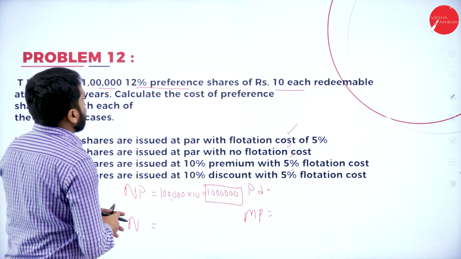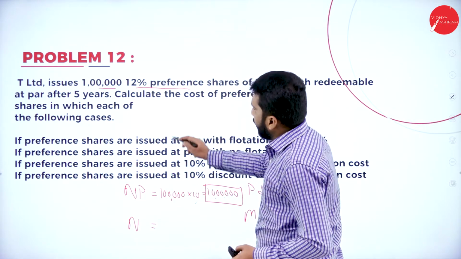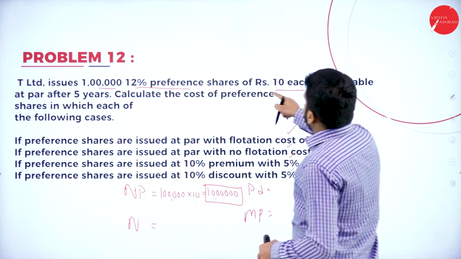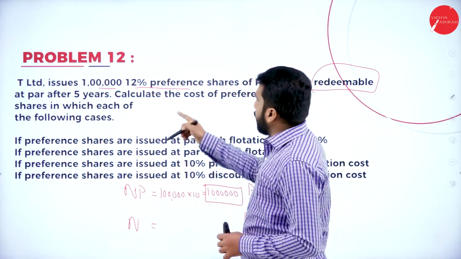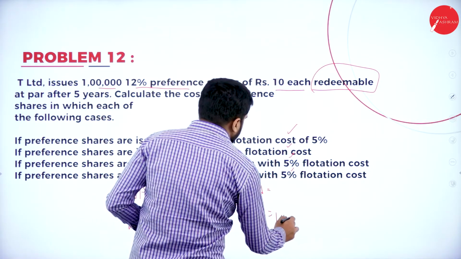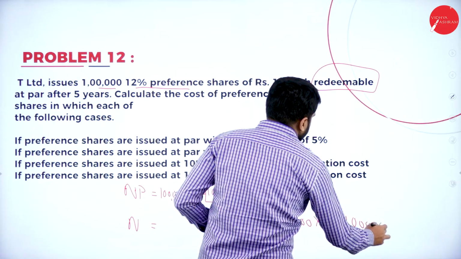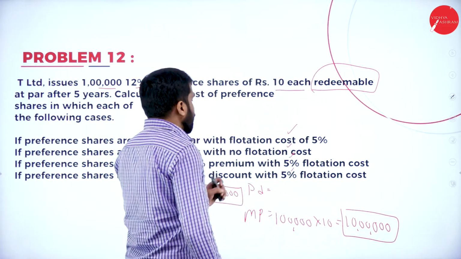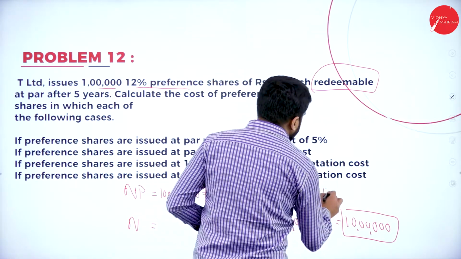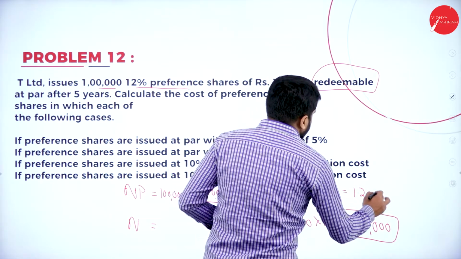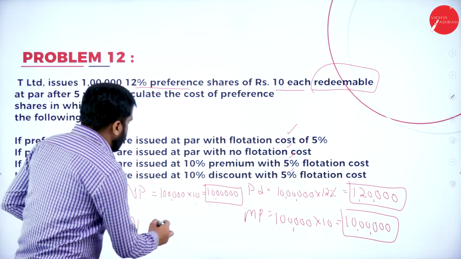Next, redeemable at par after 5 years. Now, in this, your NP will change in every case. Preference shares of rupees 10 are redeemable at par. Redeemable means repayable at par. So, your repayable is how much? Your MP is 1 lakh multiplied with 10. This will be how much? 10 lakh. So 10 lakh is your MP. Your preference dividend is 10 lakh multiplied with the percentage, 12%. That is 1,20,000. This is also simple. Then the number of years they have given: 5 years.